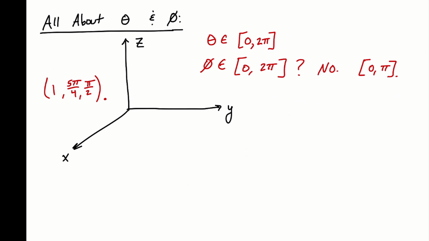Okay? But isn't there another way that we could describe this same point? There absolutely is. Couldn't I say that this point here is the same thing as, let's say, 1 comma pi over 4 comma 3 pi over 2?